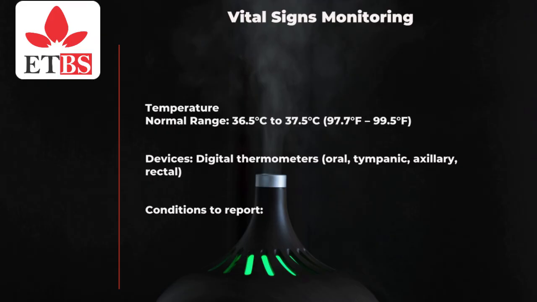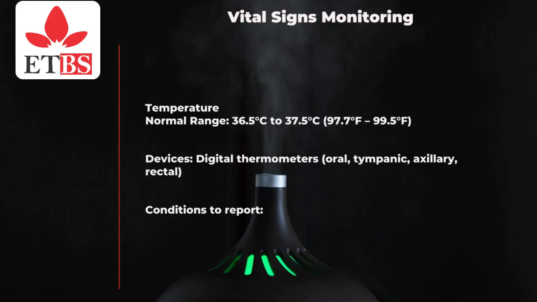Sites: radial, carotid, brachial. Abnormalities: bradycardia, below 60 beats per minute, tachycardia, greater than 100 beats per minute. Respiratory rate, normal, 12 to 20 breaths per minute. Observe chest rise and fall. Report labored or shallow breathing.